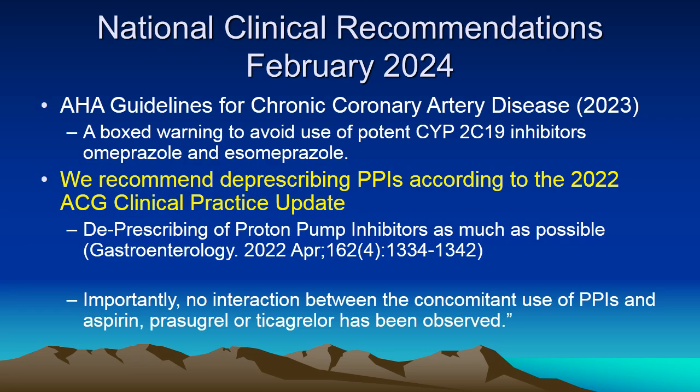ESC guidelines for chronic coronary artery disease in 2019 gave a boxed warning to avoid use of potent CYP2C19 inhibitors, omeprazole and esomeprazole. And current recommendation is de-prescribing PPIs according to the 2022 ESC guidelines. This is very important because there will be loss of antiplatelet activity. However, prevention of acid-related disorder and gastric bleeding with the use of antiplatelet drugs will require some PPI.